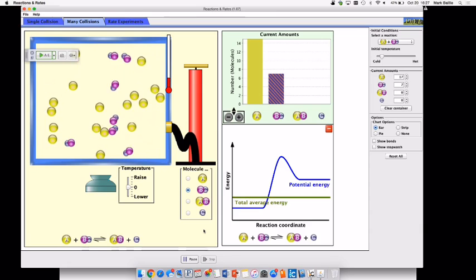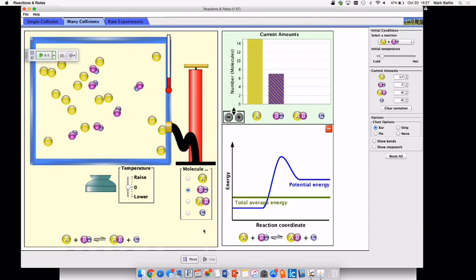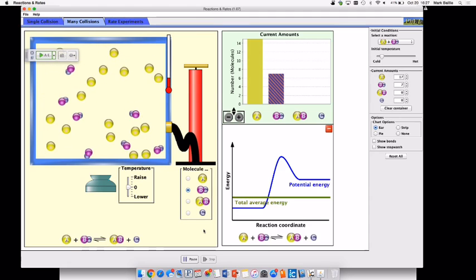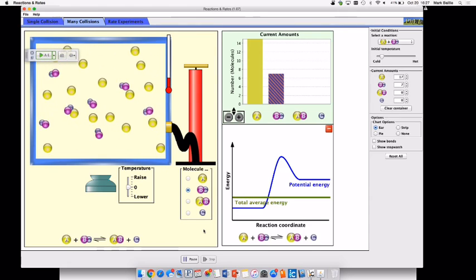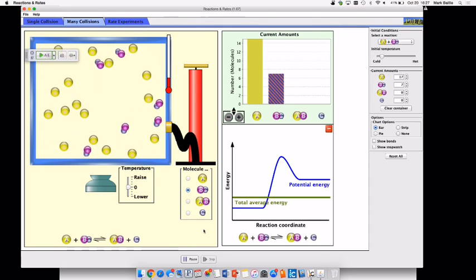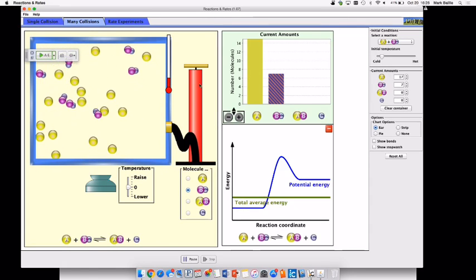So how many reactions are occurring? So far, none. What could we do to increase the likelihood of those molecules reacting? Could increase the concentration of B. Okay, so let's try doing that.